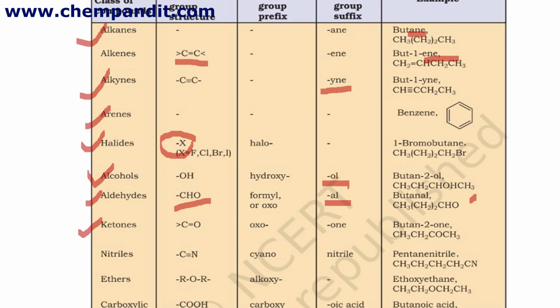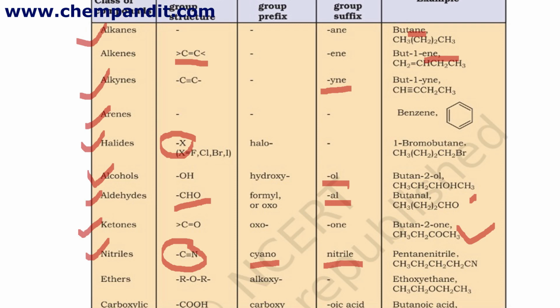For example, butanone. And we already know that we will mention the position of the ketonic group. Therefore, in this example, it is given as butan-2-one. Clear? Then, in case of nitriles, the group is carbon triple bond nitrogen. When used as a prefix, the word cyano is used. Otherwise, when it is used as a suffix, the suffix used is nitrile. For example, pentanenitrile. Clear?